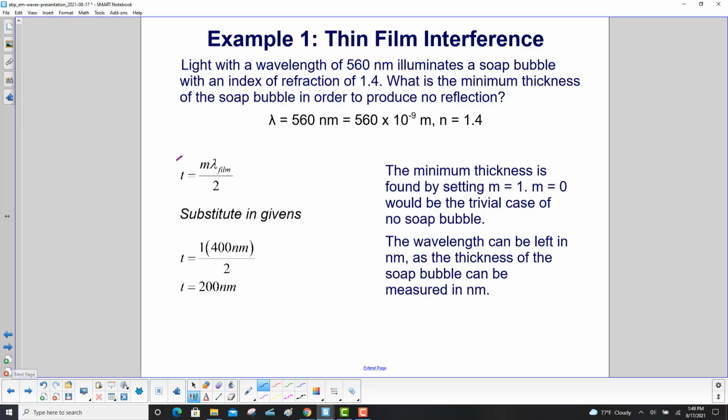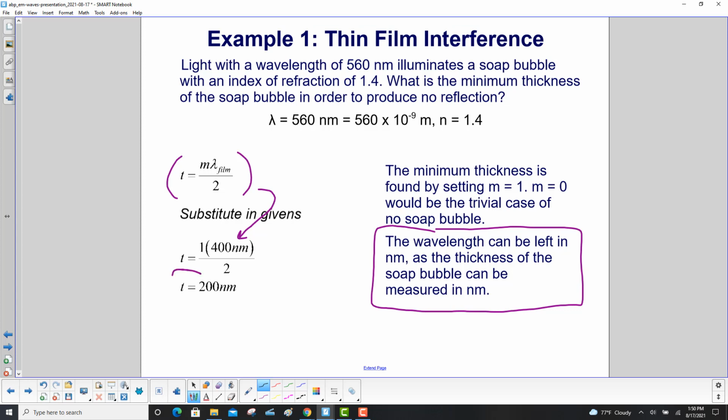So now we've got everything we need for this equation, and we'll substitute in, that's the lambda in the film of the light wave, and for m, we're going to set that equal to 1. That's the minimum thickness. M equals 0 would be the trivial case of no soap bubble. And like we said on the previous slide, we can leave the wavelength in nanometers as the thickness of the soap bubble can be measured in nanometers. So we get this answer, minimum thickness, 200 nanometers.